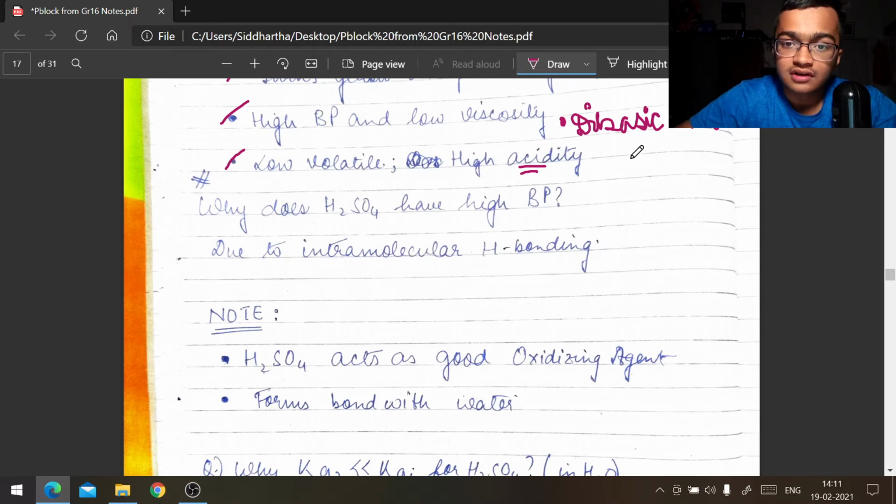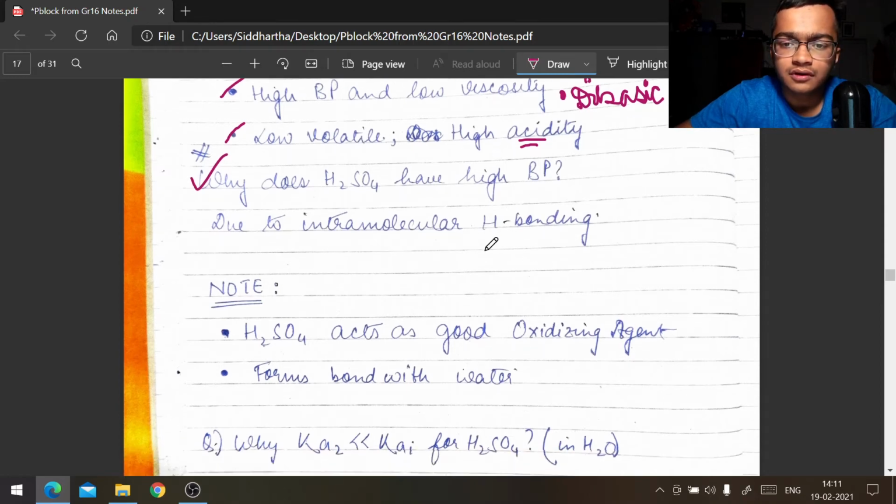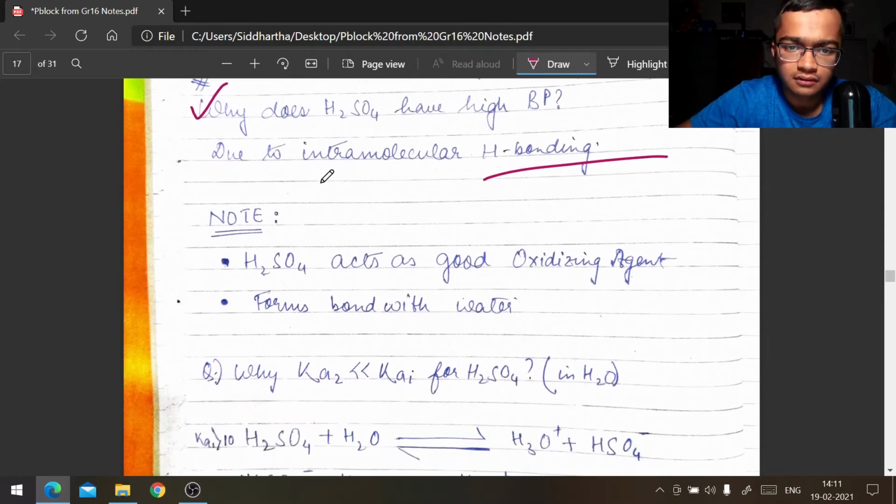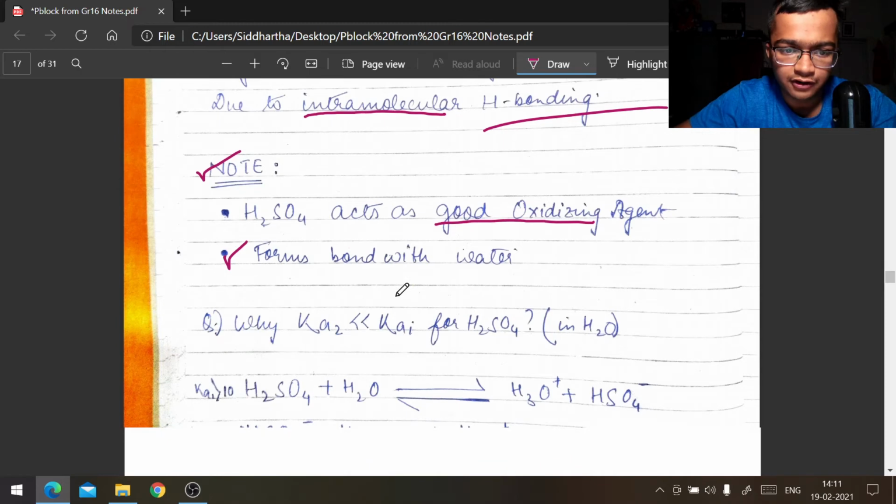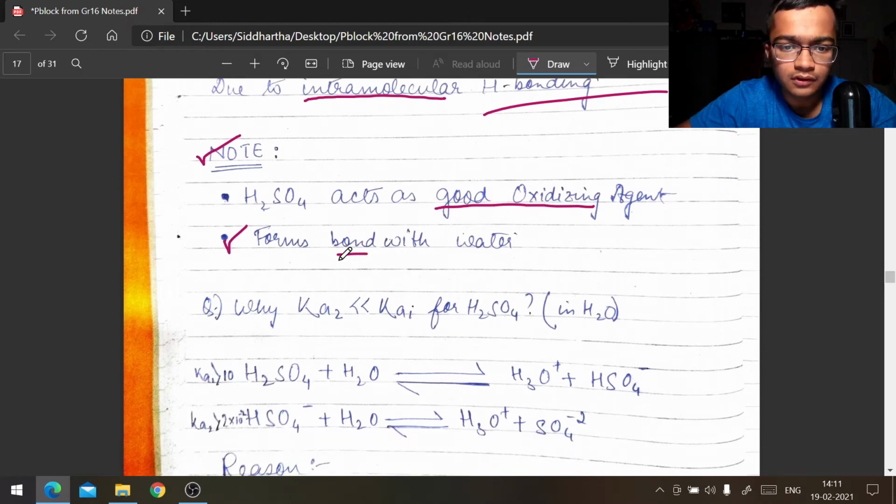Accordingly, if they ask you what is HNO3, HNO3 is a monobasic acid, right. Now why does H2SO4 have a high boiling point? Because it can form hydrogen bonding with other molecules, right. Note, H2SO4 acts as a good oxidizing agent, this is already told, and forms bonds with water, which is the hydrogen bonding, okay.